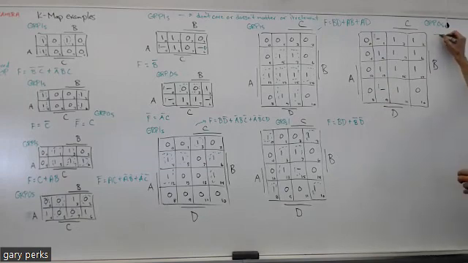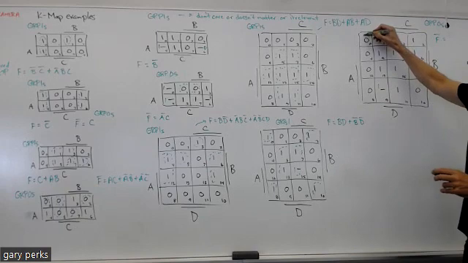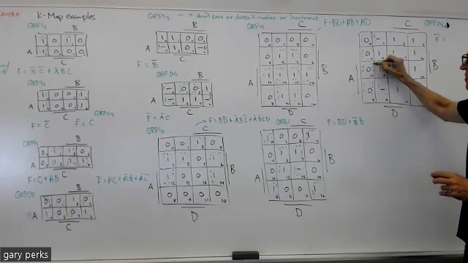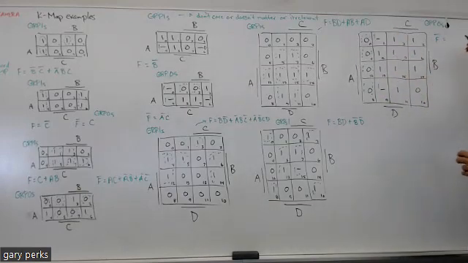So this is going to be not F. Yeah, you make this grouping, right? This column here. That's going to give us what? Not C. Yep, not C, not D. That's what's common to that four grouping. Not C, not D.